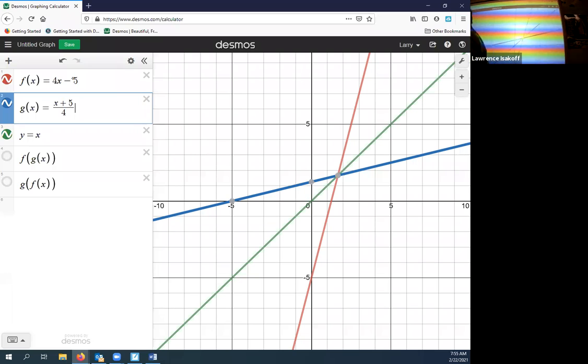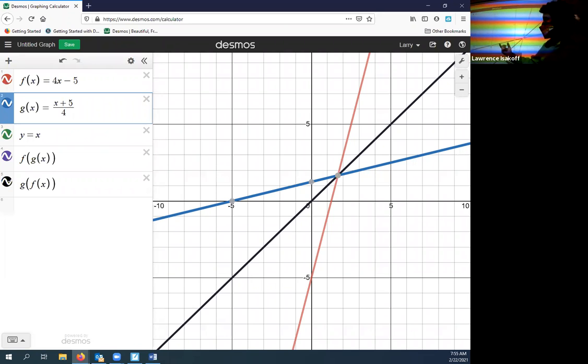And again, I have f of g of x. Let's see if purple shows up as, yep, the line y equals x. Let's check g of f of x, the black line, yep, they're all that. When I compose them, Desmos is showing it's the line y equals x. So they are inverses.